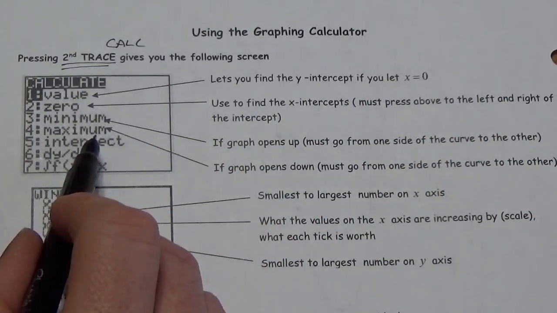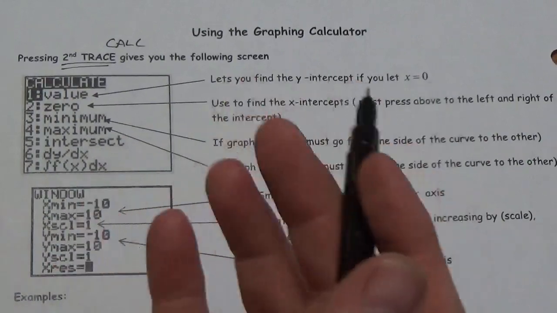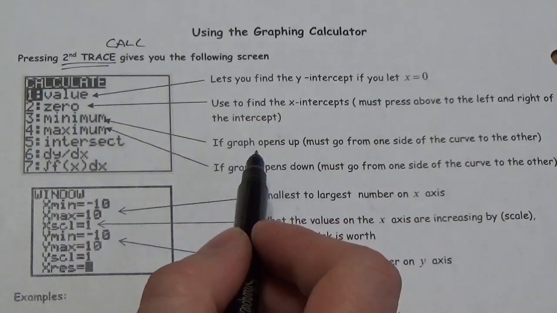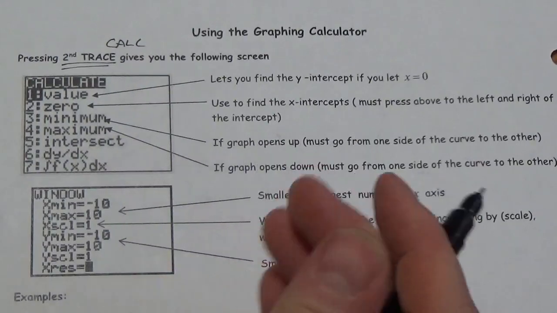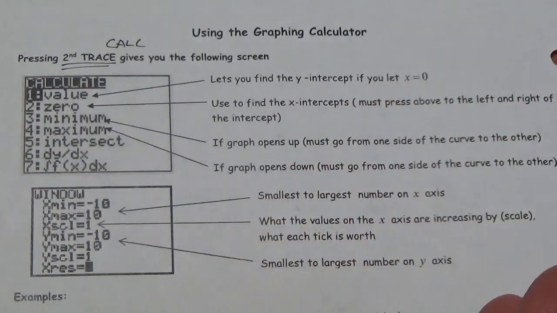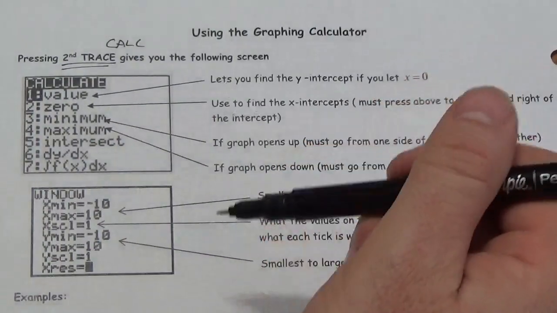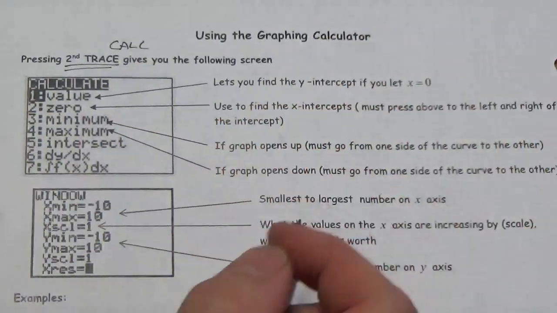Both minimum and maximum here are used to find, in this particular context, the vertex. You're going to use it to find the largest point or the smallest point, and basically what I mean by that is the highest point on the graph or the lowest point, the maximum or the minimum, on the grid there.